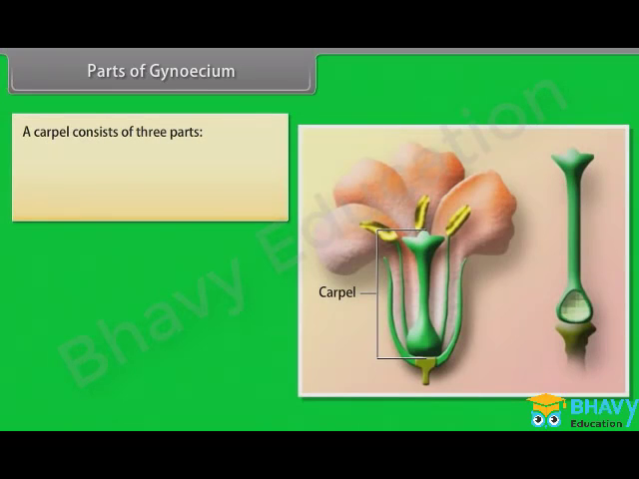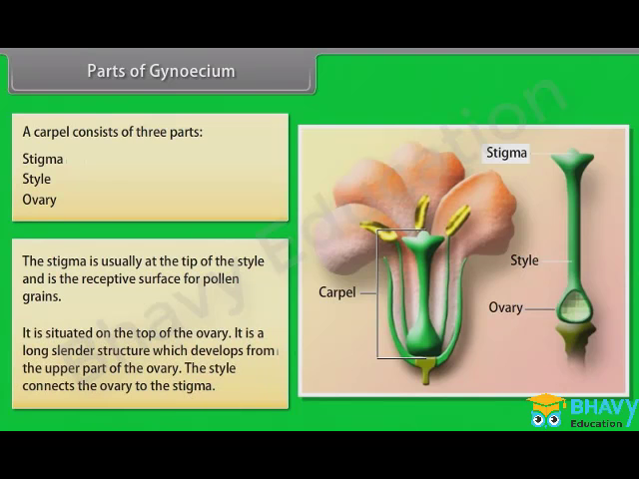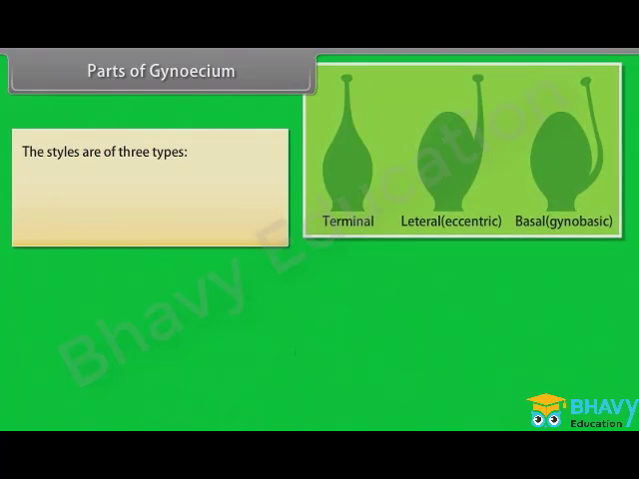Parts of gynoecium. A carpel consists of 3 parts: stigma, style, ovary. The stigma is usually at the tip of the style and is the receptive surface for pollen grains. It is situated on the top of the ovary. It is a long, slender structure which develops from the upper part of the ovary. The style connects the ovary to the stigma. The styles are of 3 types: terminal or apical, lateral, gynobasic.